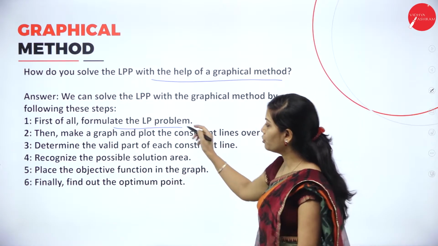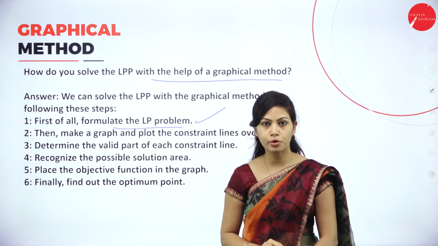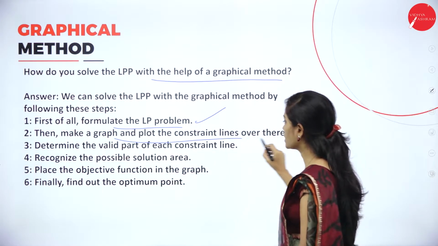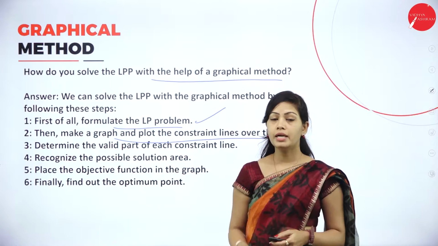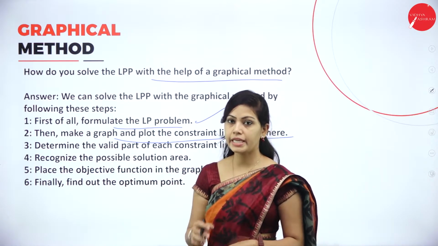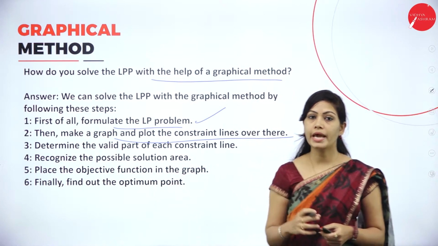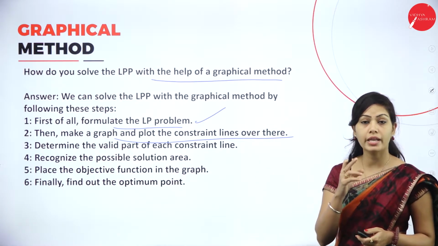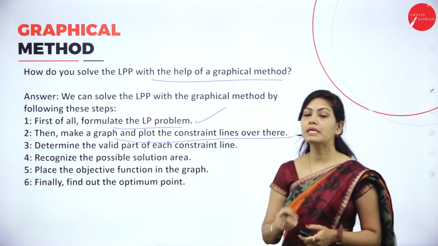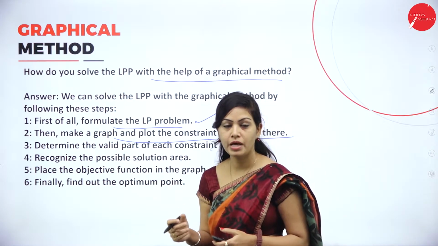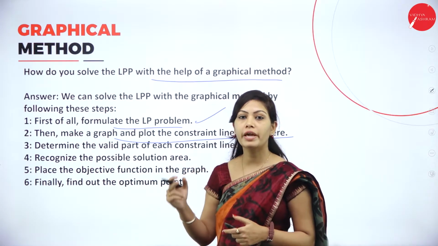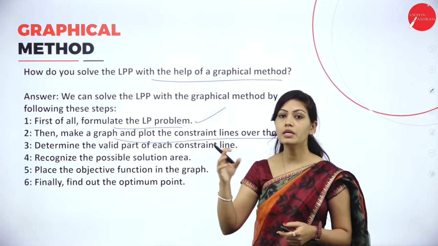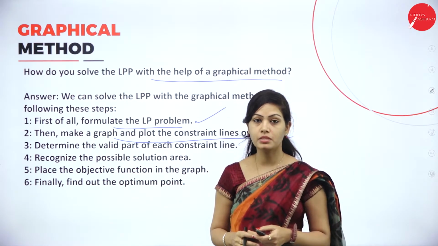So first we have to formulate the LP problem. And the next step is to make a graph and plot the constraint lines. The graph must be constructed in n dimensions, where n is the number of decision variables. This should give you an idea about the complexity of these steps as the number of decision variables increases. So, in these steps you can find the number of decision variables.